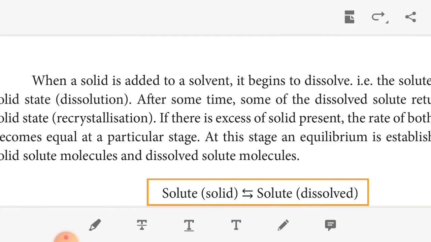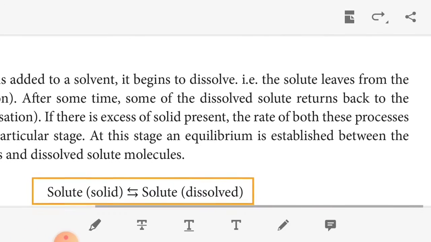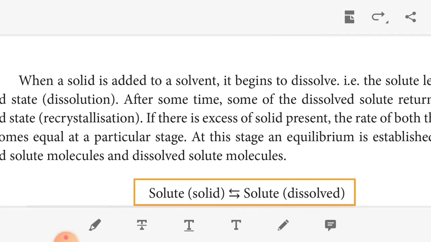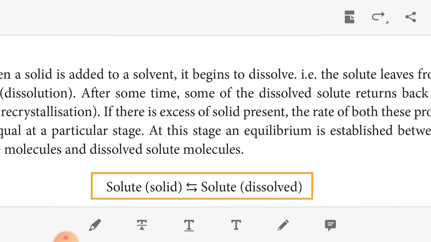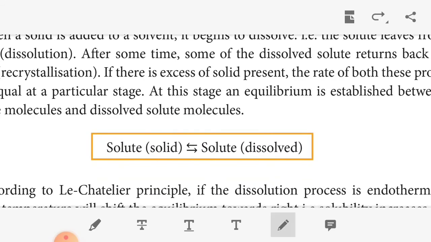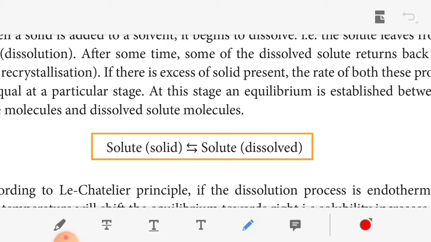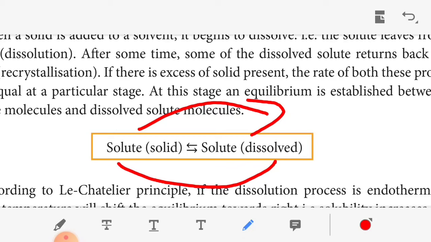If there is an excess of solid present, the rates of both processes become equal at a particular stage. At this stage, equilibrium is established between the solid molecules and the dissolved solid molecules. So the equilibrium will exist between the two. What are they? Solid molecule and dissolved solid molecule. So the solid is in equilibrium with the dissolved solute. In this direction it is endothermic, and in this direction it is exothermic.